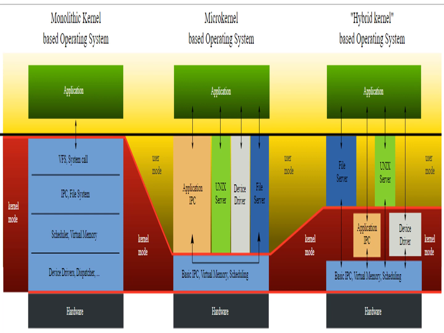So they developed another version called the hybrid kernel, where they provided a secured background as well as being quite a bit faster when compared to the microkernel. Over here, they combined the basic IPCs, the virtual memory and the scheduling with the application IPC and the device drivers, and they kept the file server and the Unix server in the user mode itself. This made them provide better security.